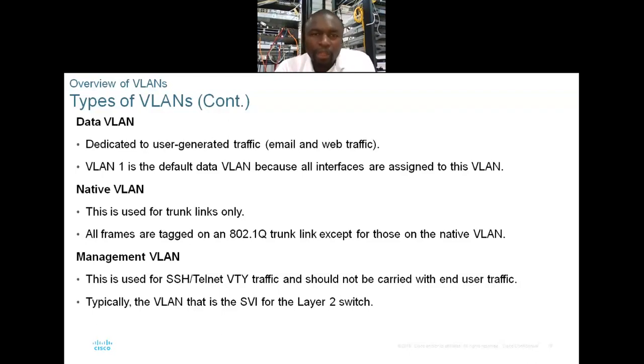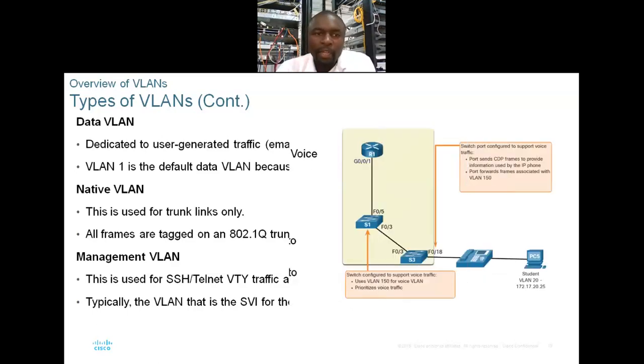The management VLAN is used for SSH or Telnet, for when you want to remotely gain access into that particular device. So this is used for SSH, Telnet, VTY traffic, and should not be carried with end-user traffic. Typically it is the VLAN that is the SVI, the switch virtual interface, for layer 2. So these are the three that we are looking for.